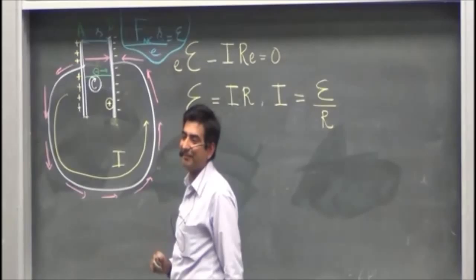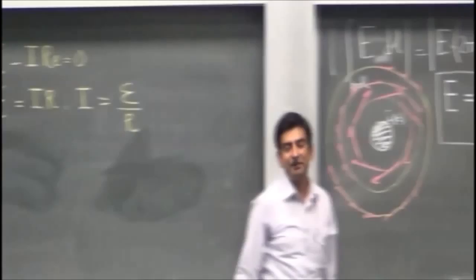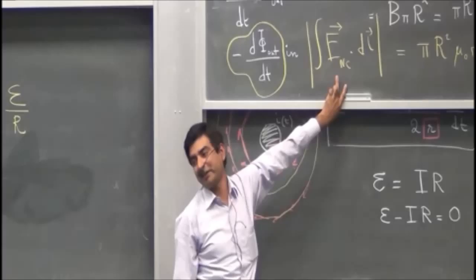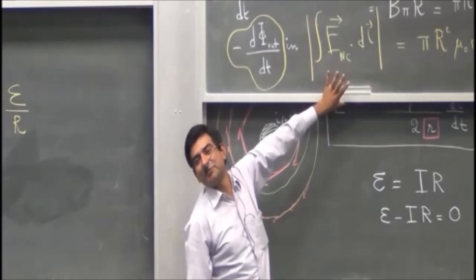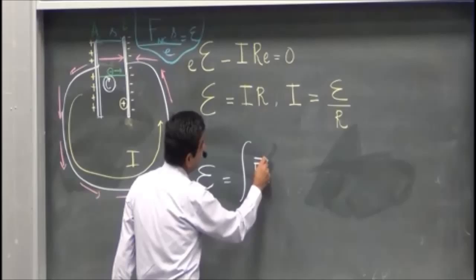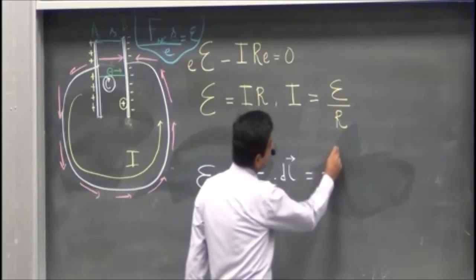Now what is EMF? EMF is simply the work done by non-coulombic forces divided by e. Now the work done by non-coulombic forces divided by e in this case is simply the integral of E dot dl. This is force per unit charge dotted with dl, integrated. This is just the work done by non-coulombic forces, so this is just the EMF. So this means that Faraday's law basically means that there's an EMF generated in a circuit, and that EMF is given by the integral of E dotted with dl.